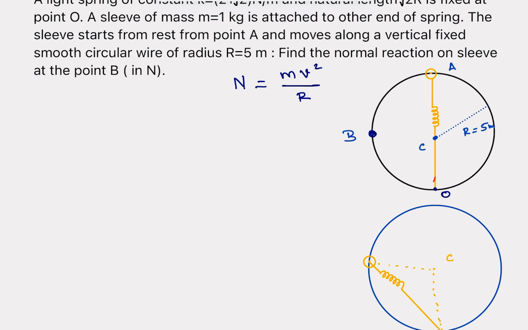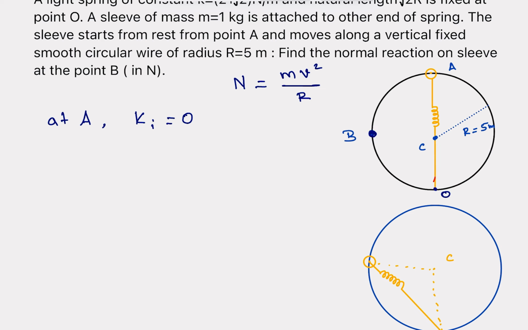So what is conservation of mechanical energy? The total mechanical energy at point A is equal to the total mechanical energy at point B. Initially it is at rest, which means that at point A the kinetic energy is 0. At point A, kinetic energy is 0 initially. And for the potential energy, there are two types of potential energies involved. One is gravitational potential energy, because it's at a vertical height. It's a vertical circle, right? So point O is at a different level, point B is at a different level, point A is at a different level.